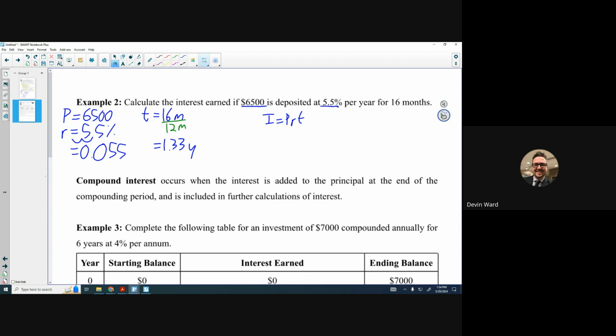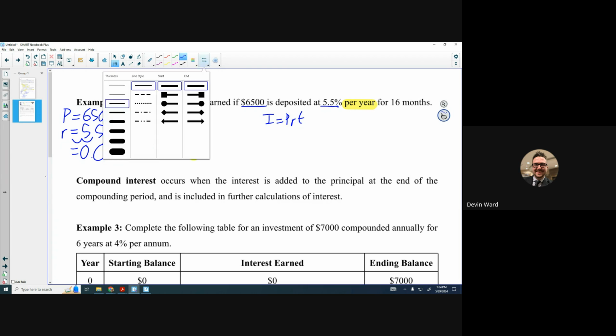So you always need time in years. Always need it in years. Okay, because my interest rate is per year. Time must also be in years so that all of my units match up.